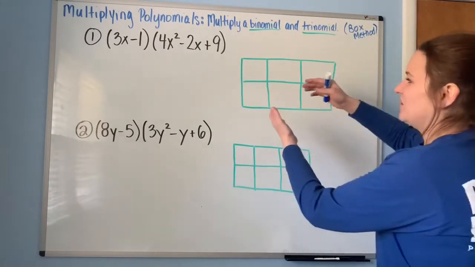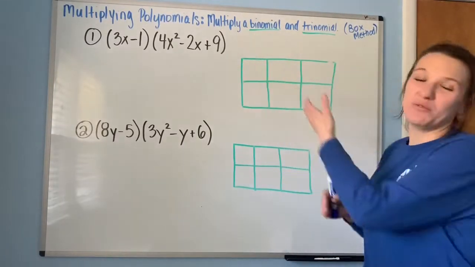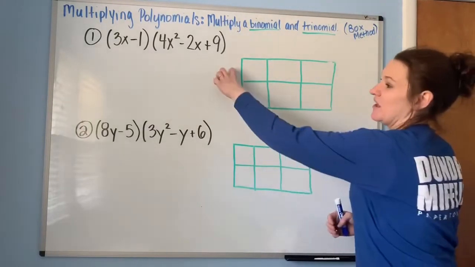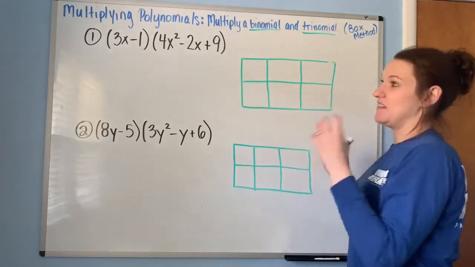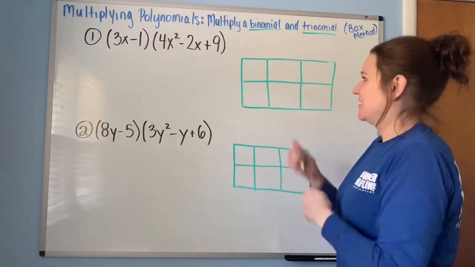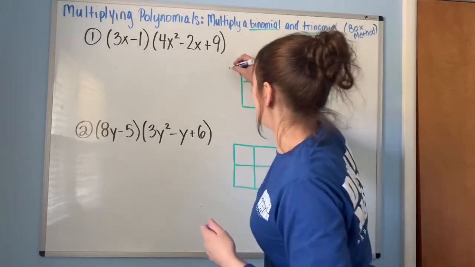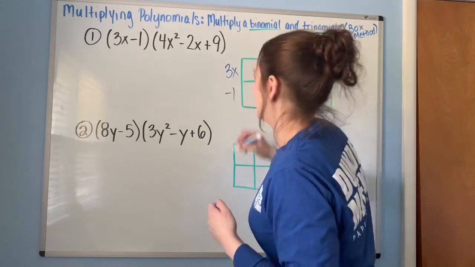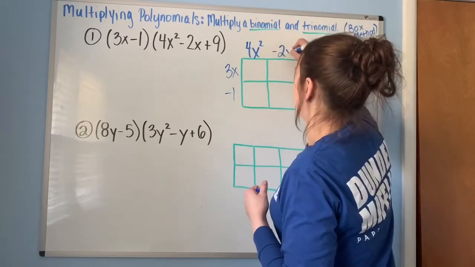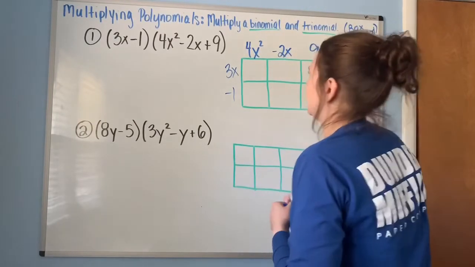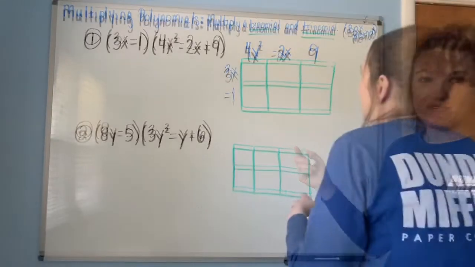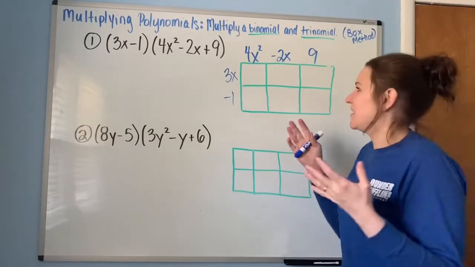Obviously, with 2 by 3, we know which needs to go where. We need to keep our binomial together, so that means that has to go here, and then our trinomial has to go across the top. So let's get that started. I'm going to put our 3x and -1 there. We have the 4x squared, -2x, and 9 right there. Okay, so we're going to do the exact same thing. All right, well, let's multiply these and see what we get.